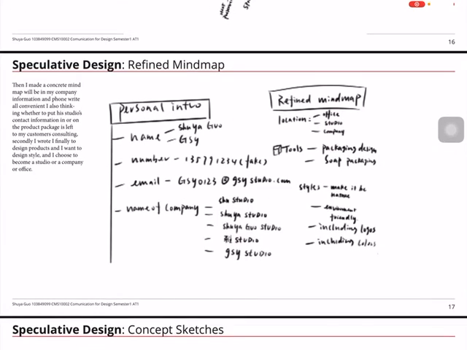And this step is a refined mind map. You can see my personal introduction in this step, including some name ideas, number, email, and name of the company. I wrote a few examples here, and here is my refined mind map. I listed some locations, tools, and some styles of my packaging in it.